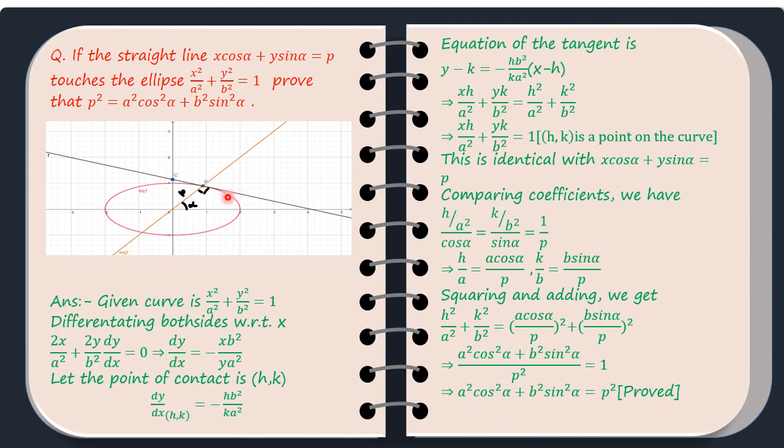Then if this line touches this ellipse, then this condition will hold. So what have we done? Firstly we took this point of contact h comma k, then we found the equation of this tangent at a certain point h comma k. Now given that this line also touches this ellipse, I am taking these two lines as identical, so from here we can compare their coefficients. So comparing their coefficients, we can establish this condition, that is p square is equal to a square cos square alpha plus b square sin square alpha.